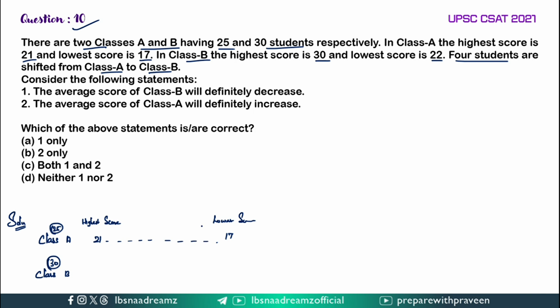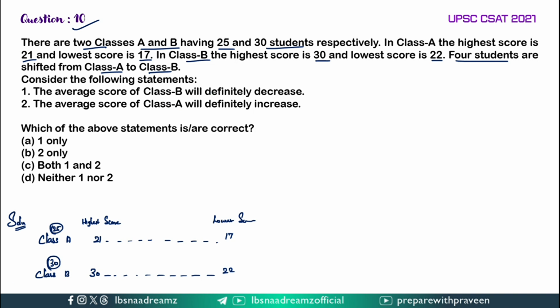Similarly, the highest score of class B is 30 and the lowest score is 22. So the remaining students must have scored in between 30 and 22. Right? If 4 students are shifted from class A to class B, then the average score of class B will definitely decrease.